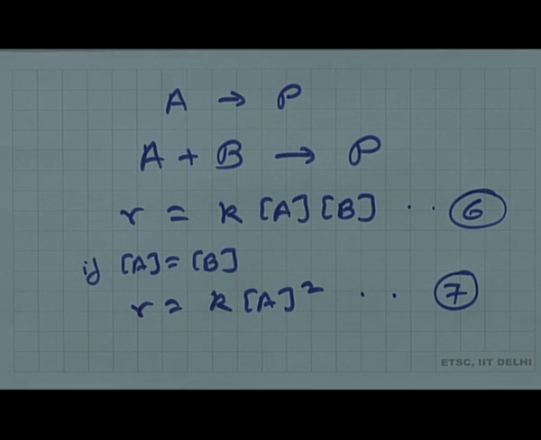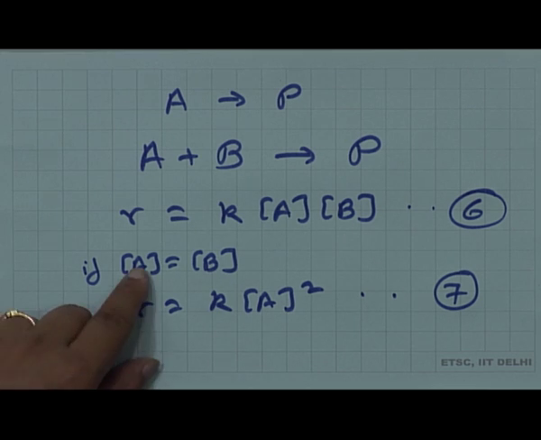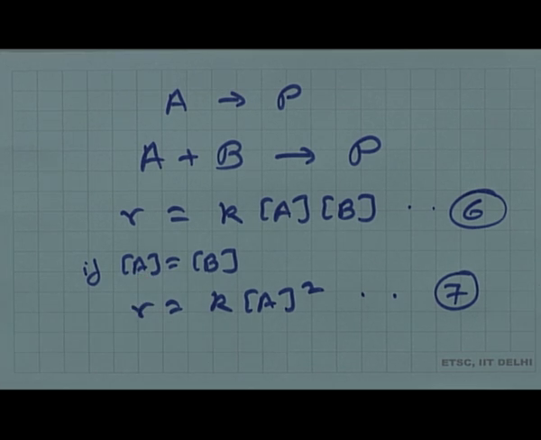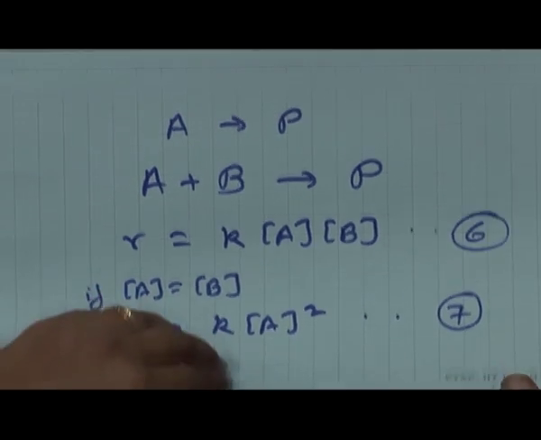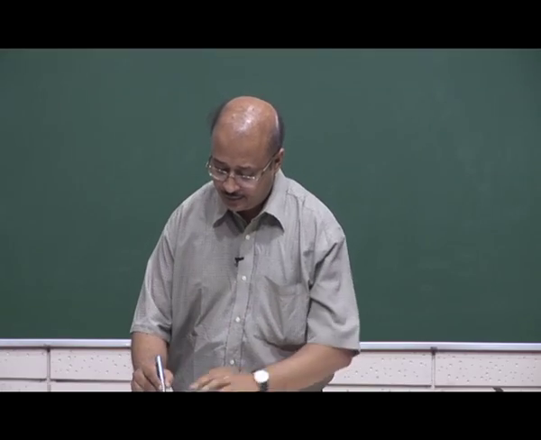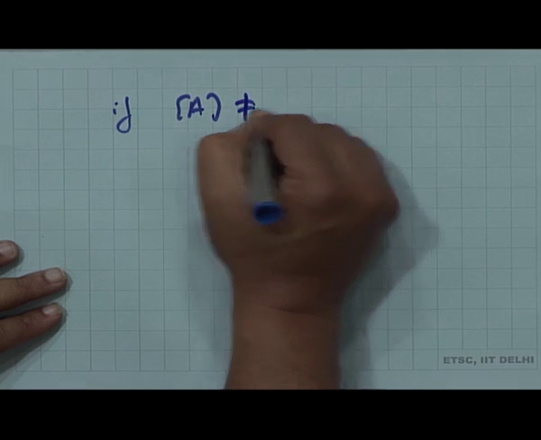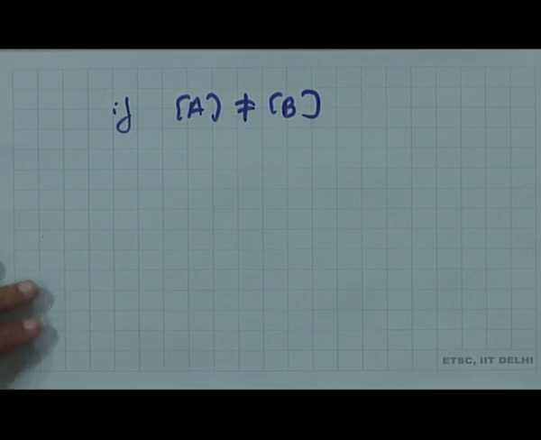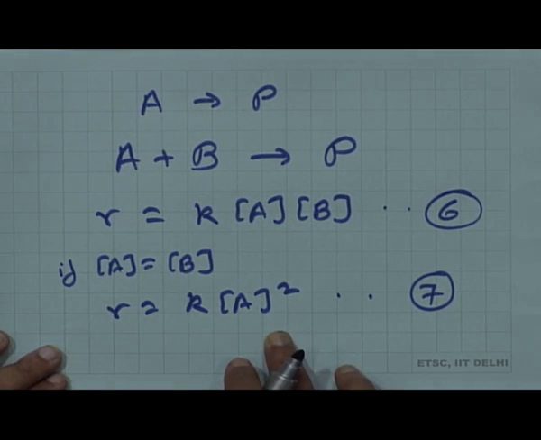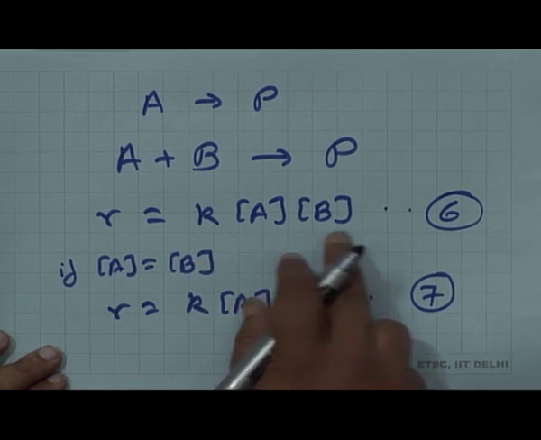Now, this is only possible when my concentration of A is equal to concentration of B. However, if concentration of A is not equal to concentration of B, then I can no longer write this. So, my R is always equal to K times A times B.